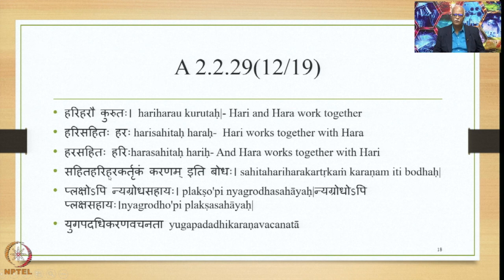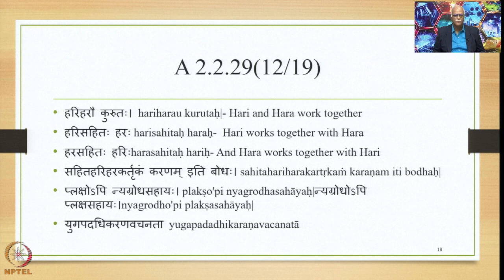What is important to note here is that the meaning intended is hari sahitaha haraha. Hari works together with hara. And hara sahitaha hari. And hara works together with hari. So, sahitya rests on both of them. Hari sahitaha haraha, hara sahitaha harihi. So, sahita harihara kartrukam karanam iti bodhaha, as the commentators explain.